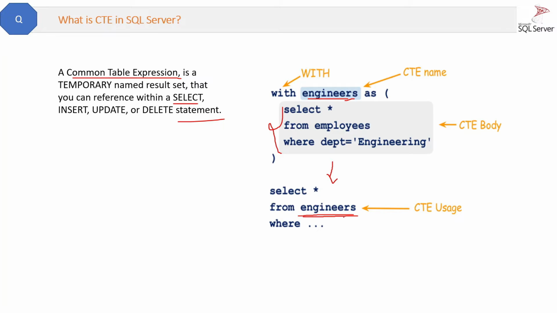You can use it like a table, and you can apply multiple filters here in the CTE body. You can apply joins here, and then after applying the joins or anything, you can get the result in a CTE. And then you can use that CTE as a table, and in many situations you will need this. So that is CTE in SQL Server.